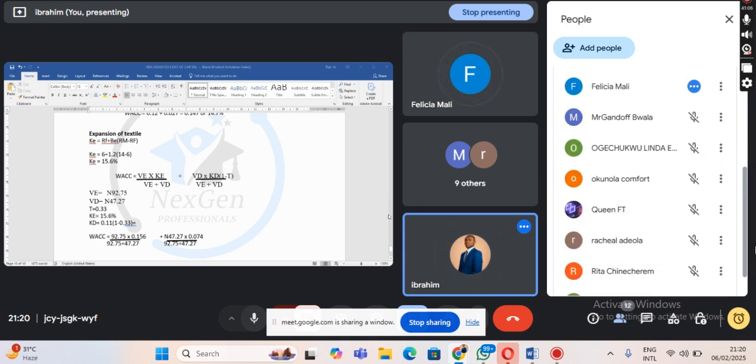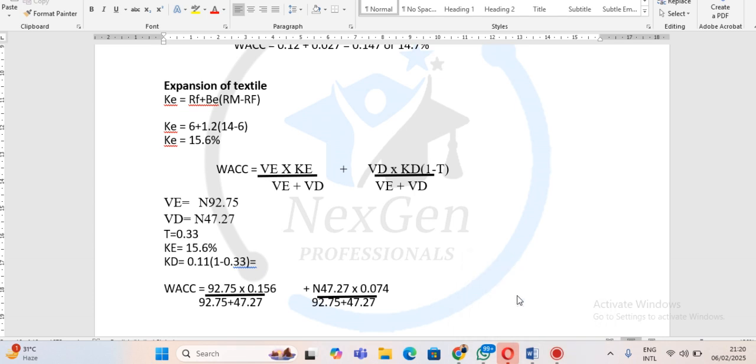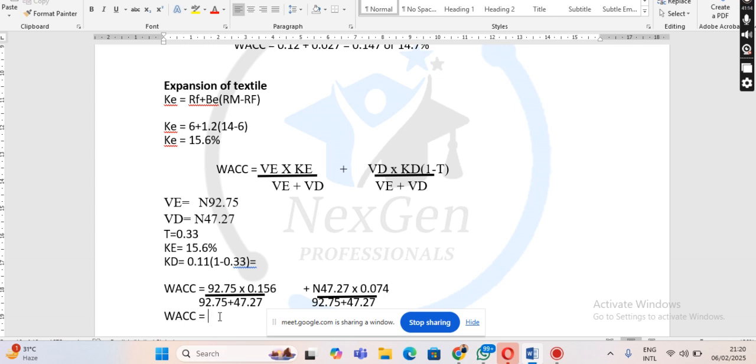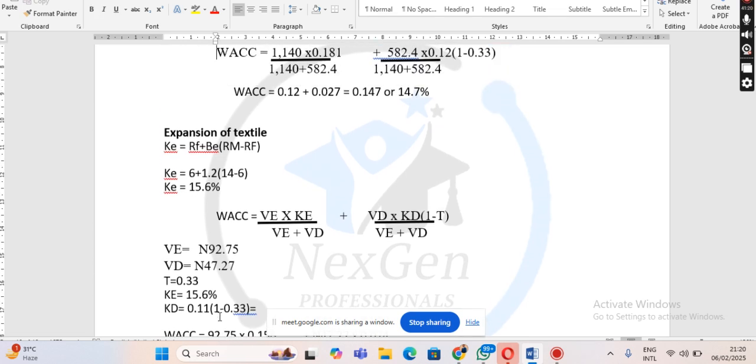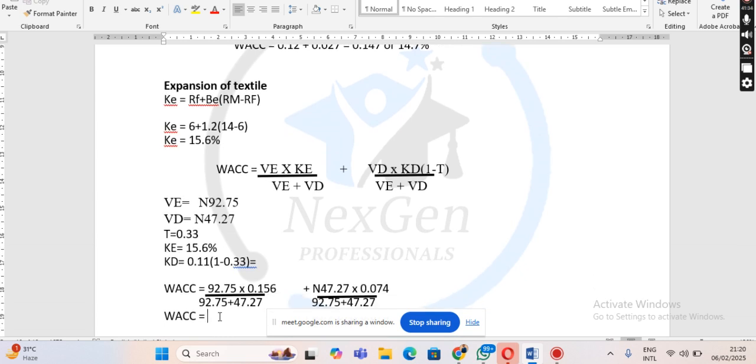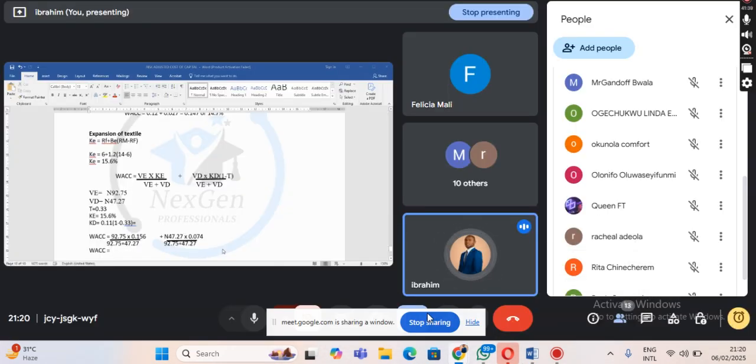You can see the reason why we have to do it this way, because that is what you will use. We already established the first WACC that we calculated, that they need to use 14.7%, because the view of the managing director is actually not correct, right? Now, expansion of the textile company. So what is the weighted average cost of capital that you will still use as the basis of your explanation? Class, give me the figure.